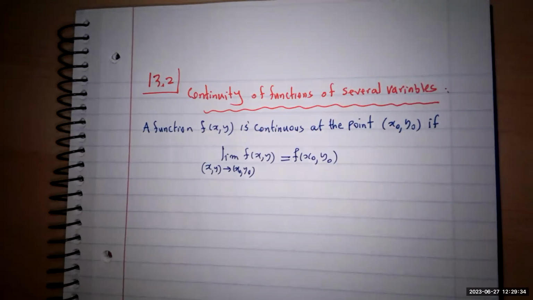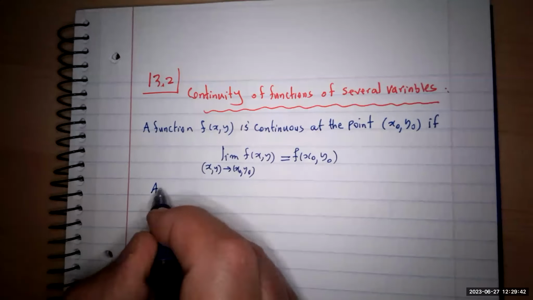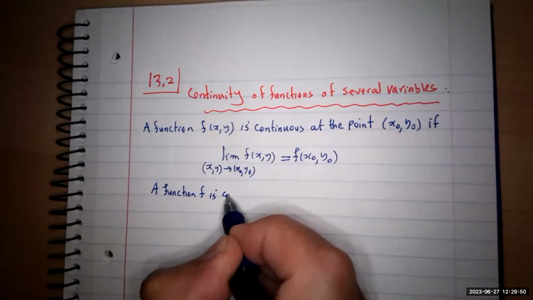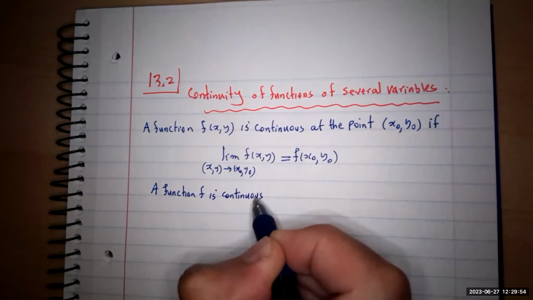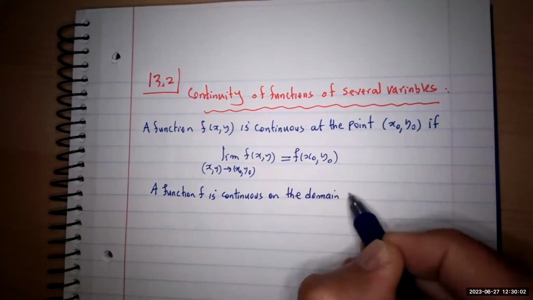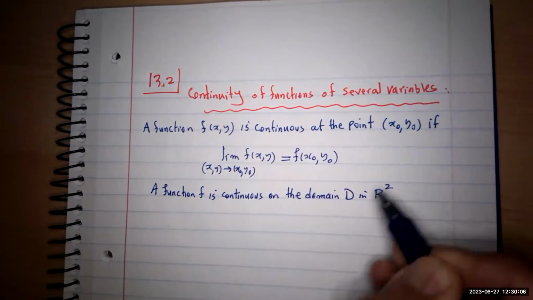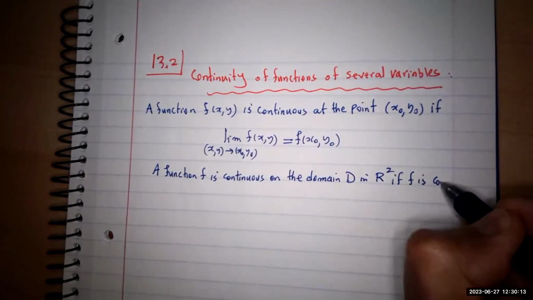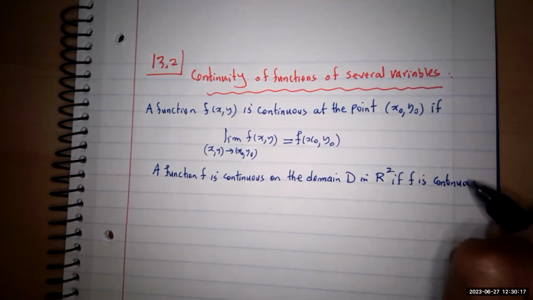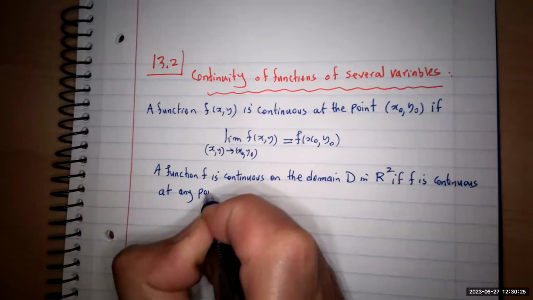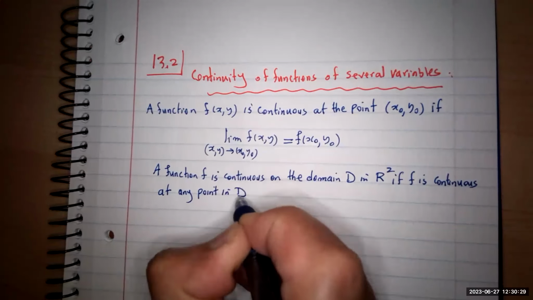And as usual, a function is continuous on the domain if it's continuous at any point on that domain. Because you have to find the domain of continuity for us, a function f is going to be continuous on the domain D in R2. Now the domain is a subset of R2. If f is continuous at every point, it's continuous at any point in D. Same thing.